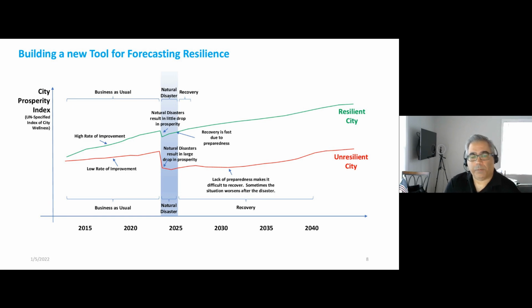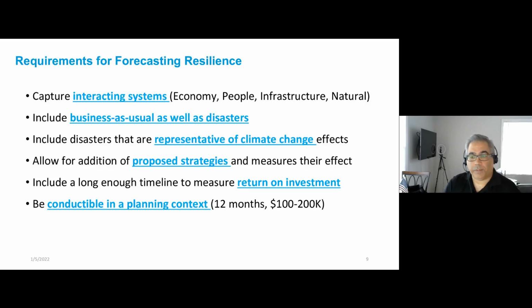So, our thought was, let's create a tool that can actually create this chart. That's what we're looking to do. We were doing a software development process, so we have to write down requirements. And these are some of the high-level requirements we came up with.